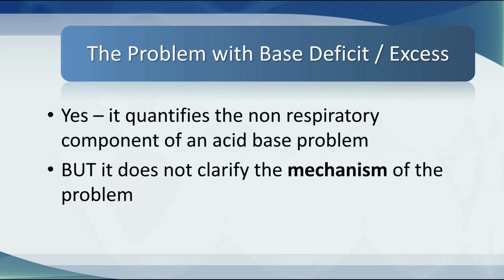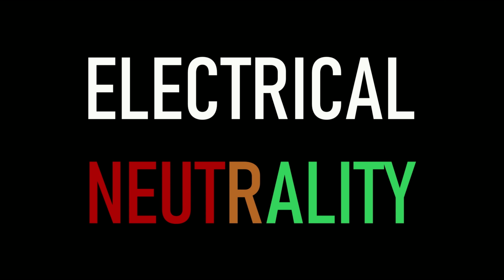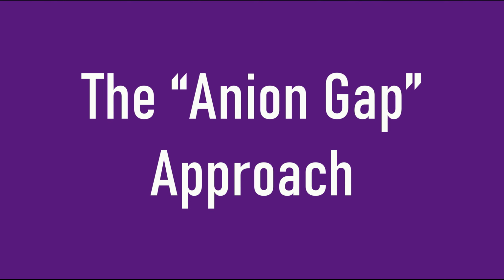And to do that, we need to go back to electrical neutrality. Regardless of where you come from to this position, Boston or Copenhagen, you end up in the same place, the physicochemical problem of electrical neutrality. And ladies and gentlemen, I present you with the anion gap.